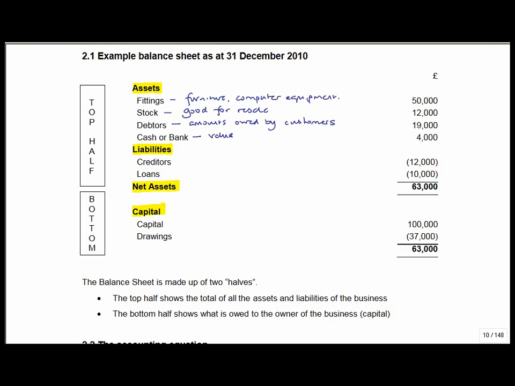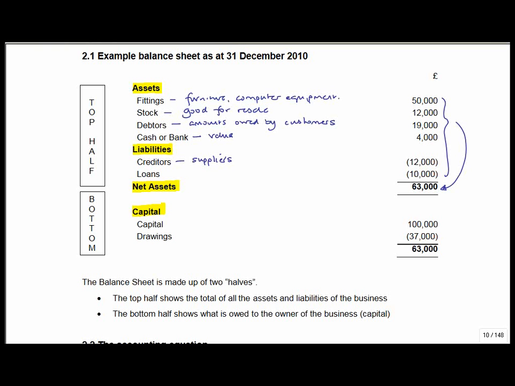So then our liabilities, the obligations of the business, the amounts owed by the business, will be amounts owed to creditors. These are amounts owed to suppliers. And amounts owed in loans or borrowings if the business has borrowed money. So like I say, those amounts are all added up to arrive at a total figure for net assets, the net of the assets less the liabilities.